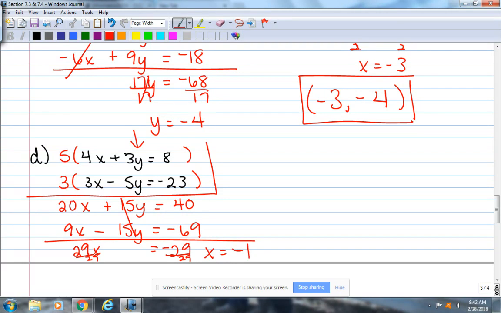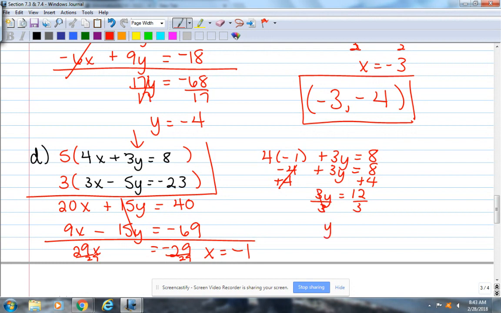And how do I get y? Plug it into an original. I'm going to use the top original, 4x plus 3y equals 8. So I'm going to say 4 times negative 1 plus 3y equals 8. So that is negative 4 plus 3y equals 8. Then what do we do? Add 4 on both sides. 3y equals what? 12. Then what do I do? Divide by 3 and y equals. And what's my ordered pair?